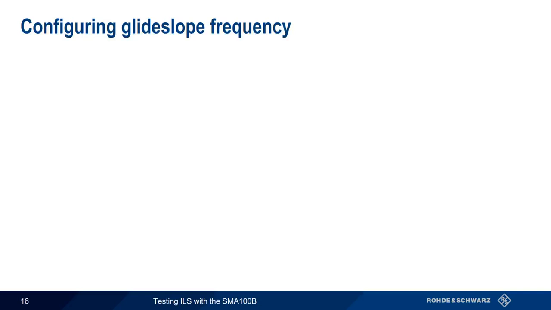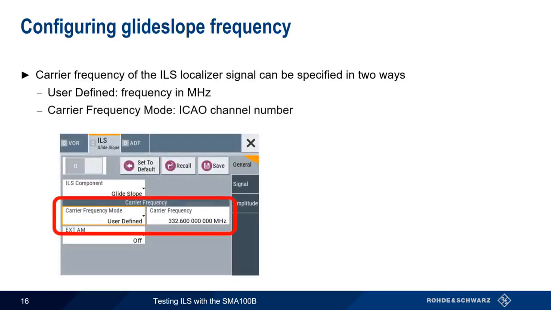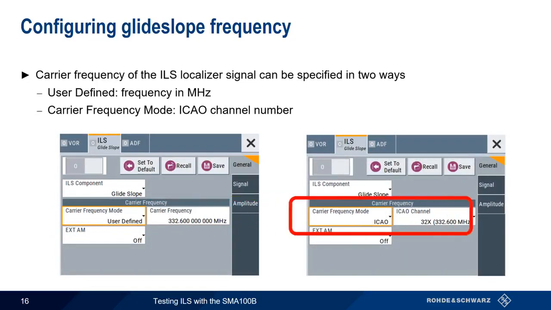The first step in configuring a Glideslope signal is specifying the Glideslope frequency. As with localizer, this can be done either in units of megahertz or as an ICAO channel number. Here, 332.6 MHz corresponds to ICAO channel number 32X. Remember that localizer and Glideslope frequencies are paired, so the same ICAO channel, 32X, corresponds to a VHF localizer frequency of 109.5 MHz.